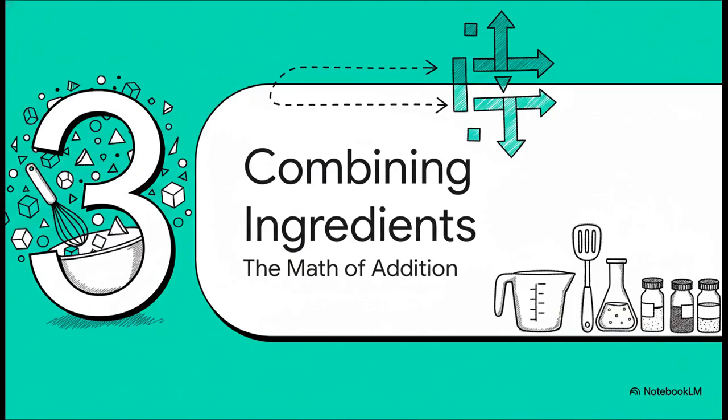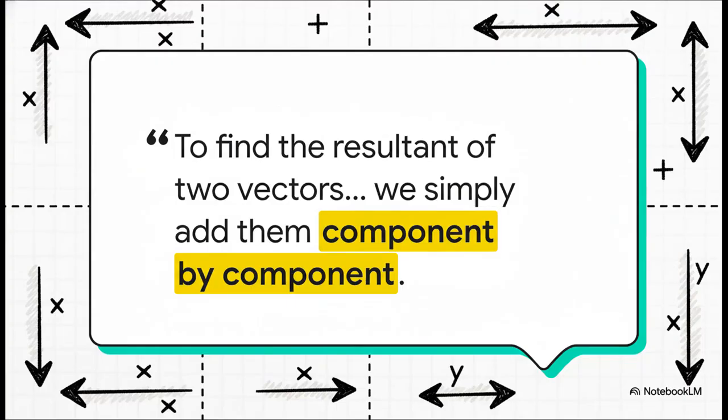Okay, so if a single vector is a recipe, what happens when you have a bunch of them? This is where it gets really cool, because adding them together is as simple as just combining the ingredients. And hey, don't just take my word for it. The source material spells it out perfectly. You don't need any complex geometry. You just add up all the horizontal bits together, and then you add up all the vertical bits together. That's it. Seriously, it's that simple.